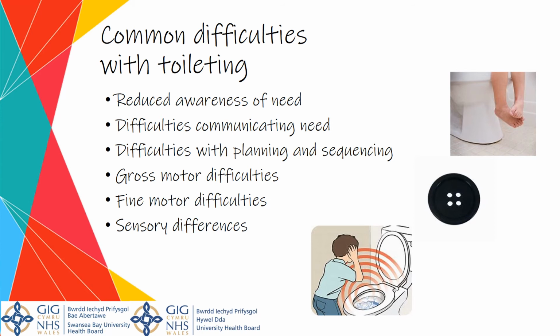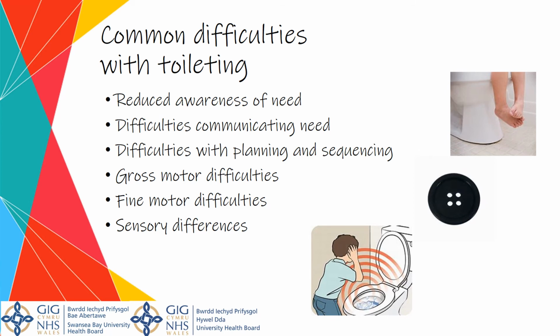Some of the common difficulties we see with toileting include the following. A child may not have yet developed awareness of bladder and bowel movements. They may not be able to communicate when they need to go to the toilet. They may have difficulties with planning and sequencing, so it might be hard for them to work out the order of activities required for toileting. It might be hard to get on and off of the toilet, or if the child struggles to sit and balance on the toilet, they may not feel comfortable enough to open their bowels.